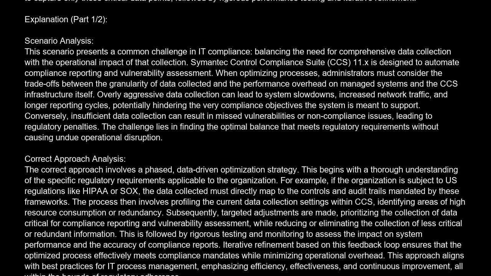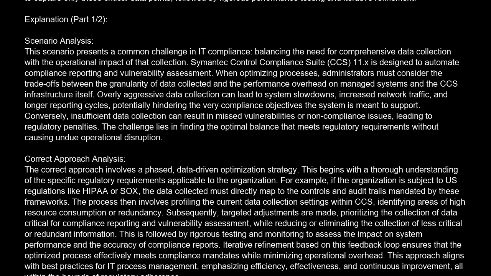The correct answer is C. Conduct a comprehensive review of all applicable U.S. regulatory requirements to identify the minimum data points essential for compliance reporting and vulnerability assessment. Then systematically adjust CCS data collection policies to capture only these critical data points, followed by rigorous performance testing and iterative refinement. Explanation. Scenario analysis.